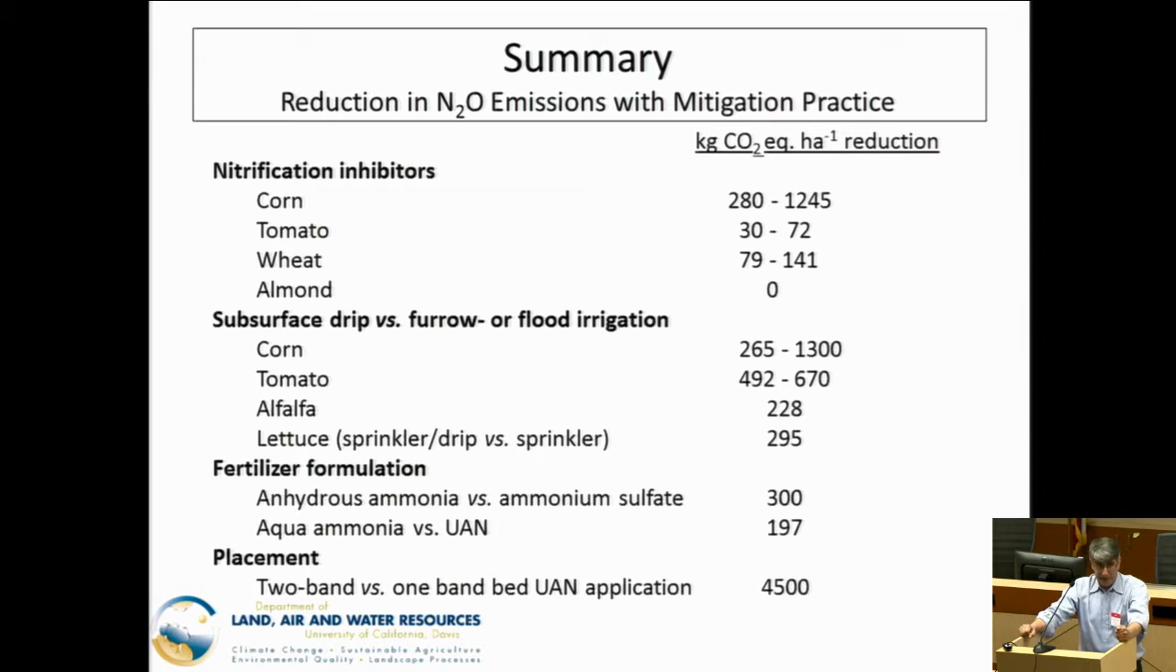The most drastic reduction was going from a one-band application of UAN to a two-band application in the corn system. So this is, of course, just an isolated study. We just have this one experiment. But I think we proved in principle that it's not a good idea to concentrate fertilizer spatially. There is some published research that has shown this with other fertilizers. They have compared broadcast urea with banded urea, and they have similar results, although not nearly as dramatic as we had it here.